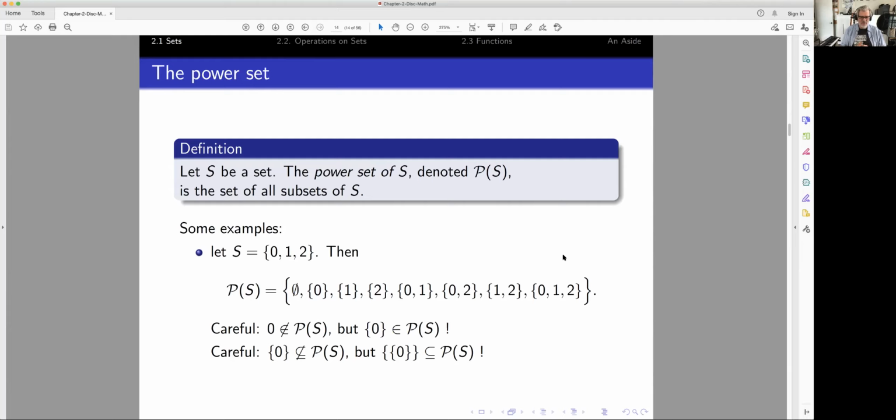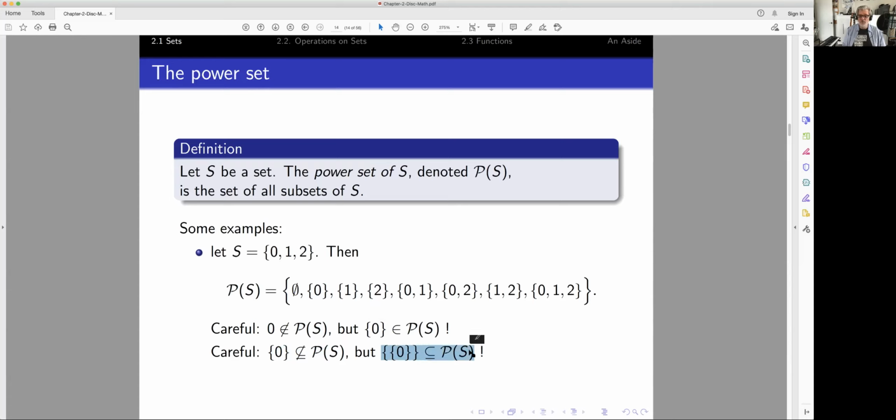So the set consisting of the element 0 is not a subset of the power set, but that means the same as this. If you think about the definitions, it's the same thing, right? So you have to parse these things. What does that mean? It means that 0 is not an element of the power set, exactly the same thing.